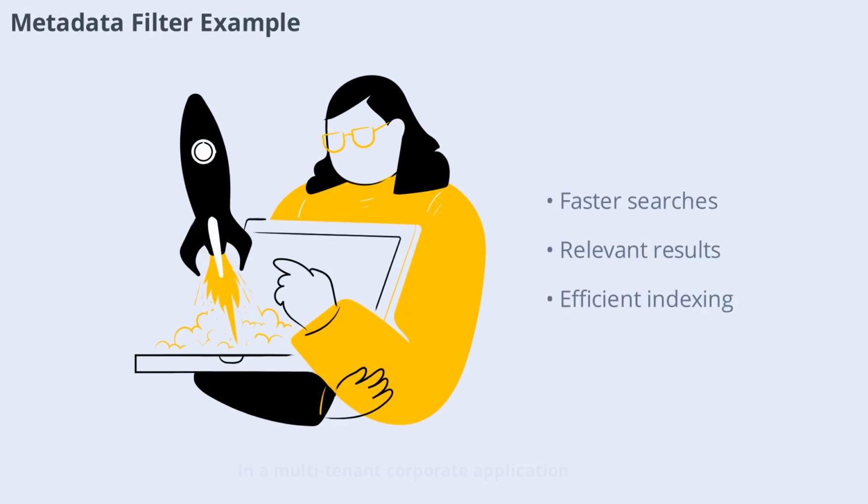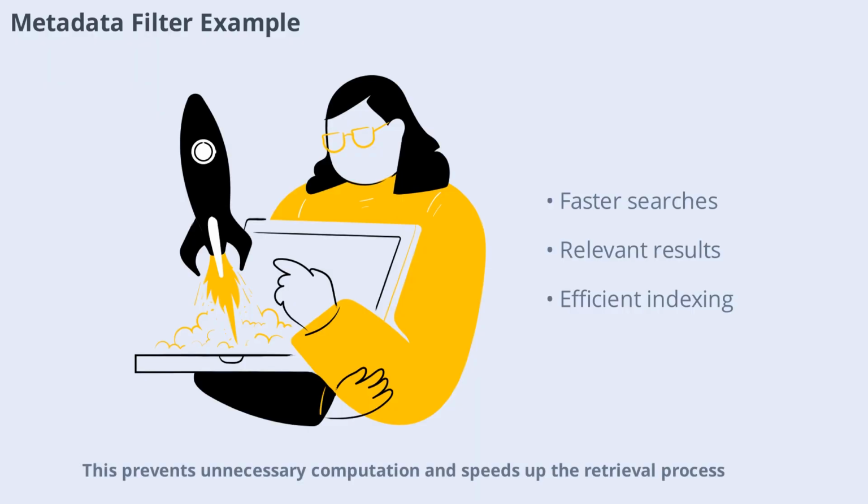In a multi-tenant corporate application, when a manager from Department A runs a search, a metadata filter ensures that only relevant vectors from Department A are considered. This prevents unnecessary computation and speeds up the retrieval process.